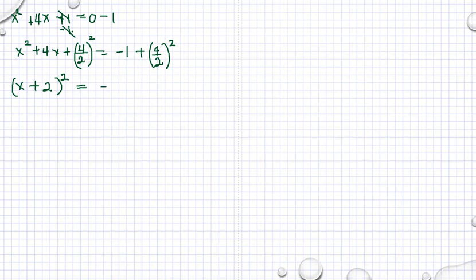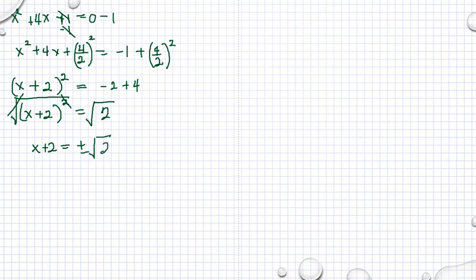And then we have negative 1 plus 4. So x plus 2 squared is equal to 3. And we take the square root of both sides of the equation. Then we have x plus 2 is equal to plus or minus the square root of 3. And if we subtract 2 from both sides of the equation, then we have x is equal to, I will rearrange it, negative 2 plus or minus the square root of 3.